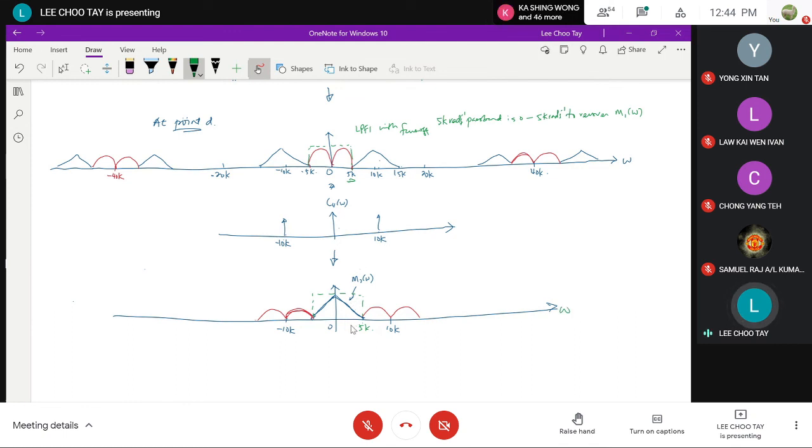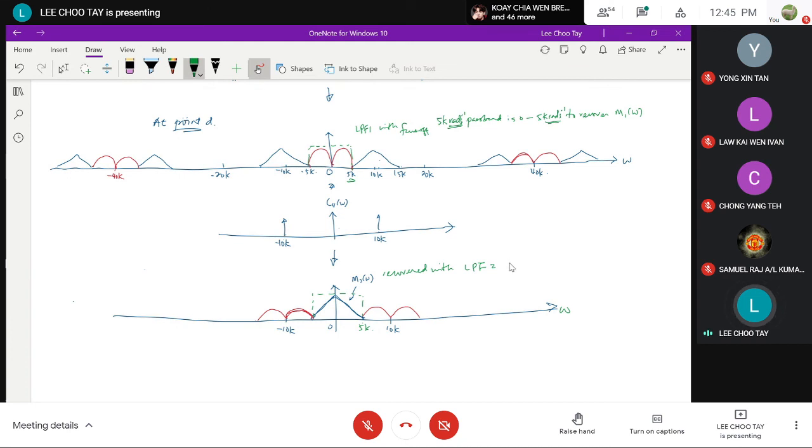Okay, so this will be a correction up here for those who are copying. This is 5k radian per second. So same thing, this one we can recover with a low pass filter. It's the same low pass filter actually.